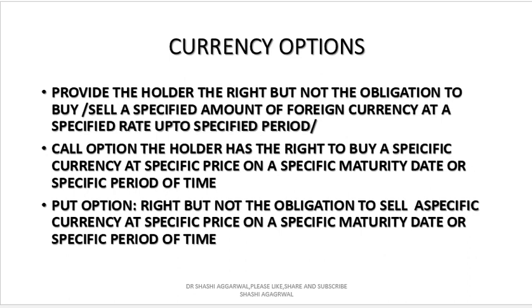Call option: here the right is given to buy a specific currency at a specific price on a specific maturity date or a specific period of time. Call option is related to the right to buy. Put option is related to the right to sell. You are not under the obligation to sell. You may exercise the right, you may not exercise. So they are giving you the right but not the obligation to sell a specific currency at a specific price on a specific maturity date or a specific period of time.